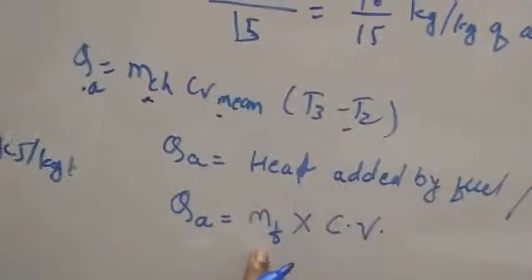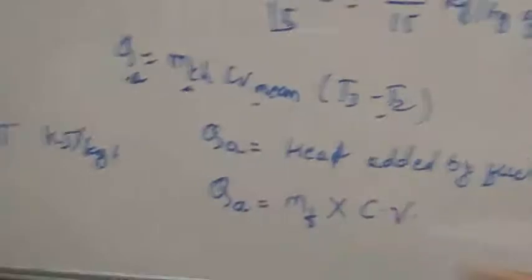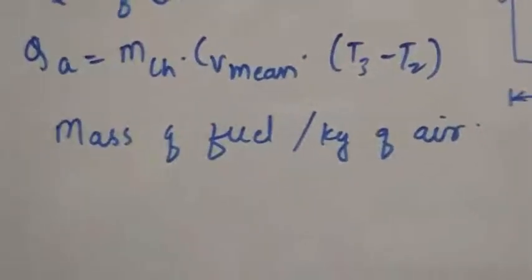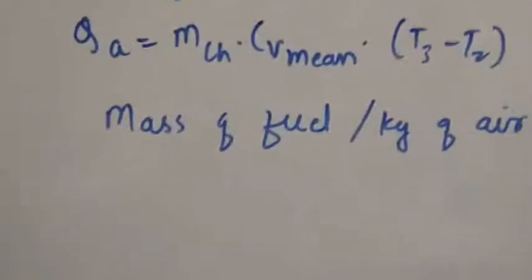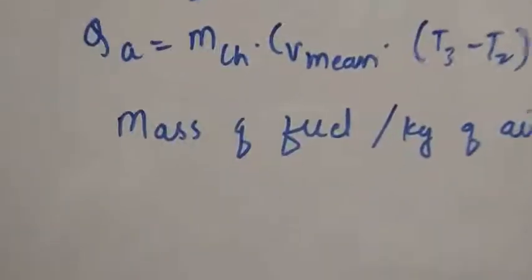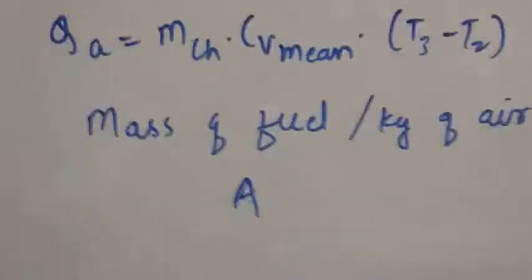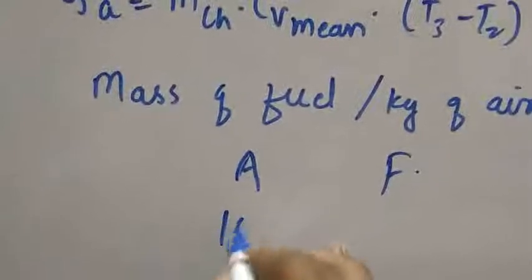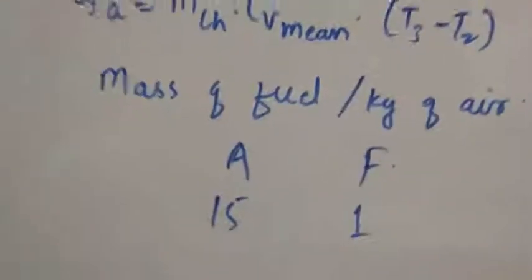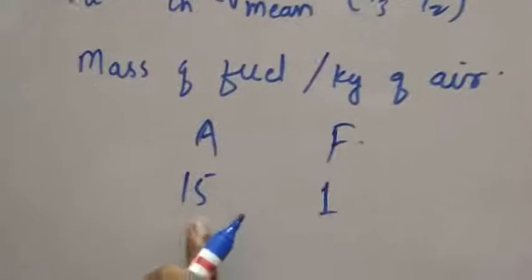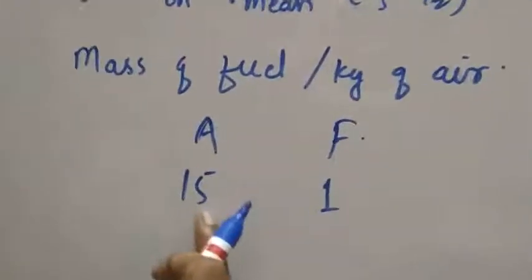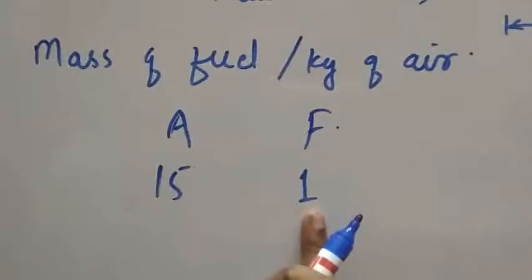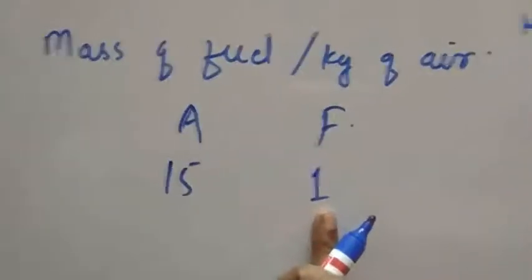So we will see how to find the MF as per kg of air. We will find the mass of fuel per kg of air. Again we will make use of the air fuel ratio. I am writing like this to get the mass of fuel per kg of air. As the air fuel ratio is given as 15:1, when I use 15 parts of air, or 15 kg of air, I am using 1 part of fuel, or 1 kg of fuel. That is the meaning of it.